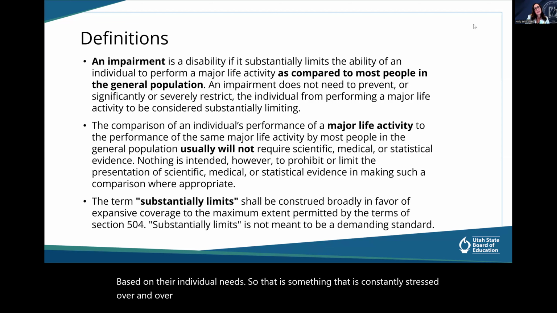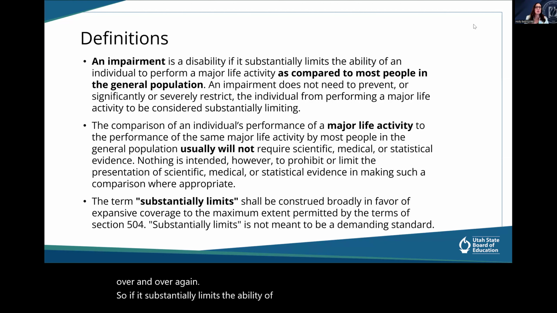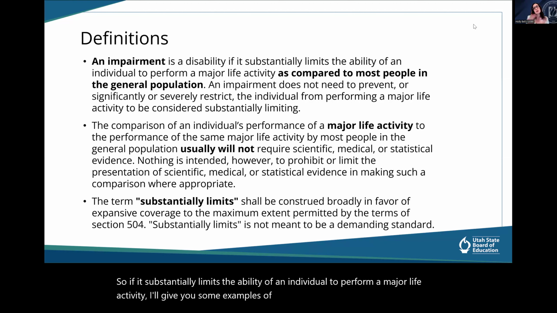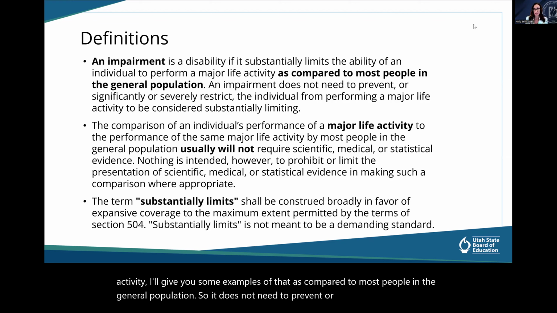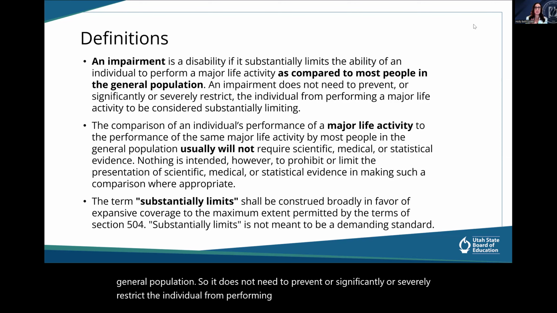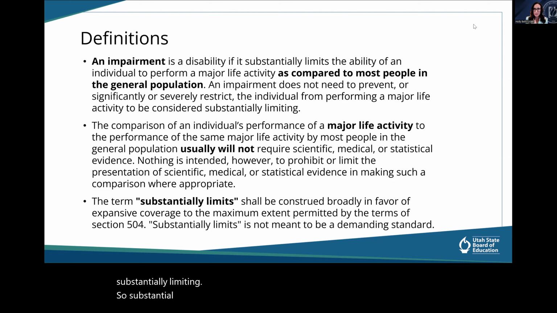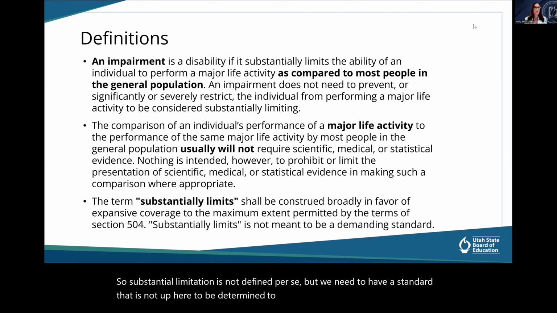So if it substantially limits the ability of an individual to perform a major life activity, I'll give you some examples of that, as compared to most people in the general population. So it does not need to prevent or significantly or severely restrict the individual from performing a major life activity to be considered substantially limiting. So substantial limitation is not defined per se, but we need to have a standard that is not up here to be determined to be impacting this individual.